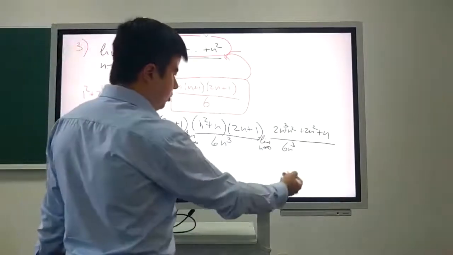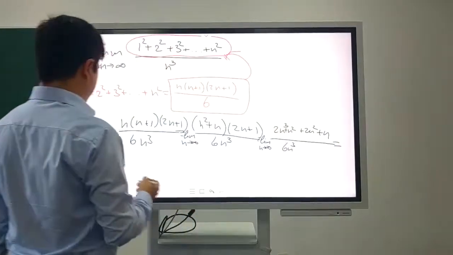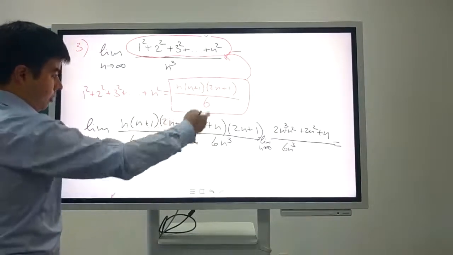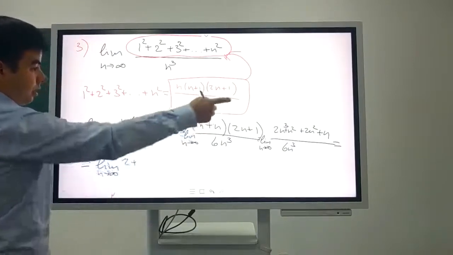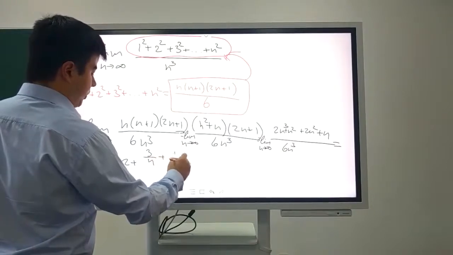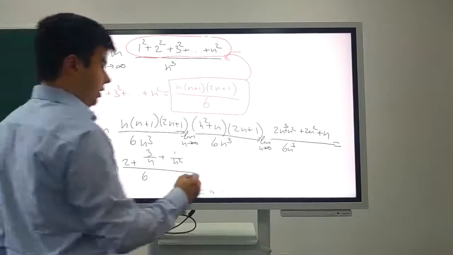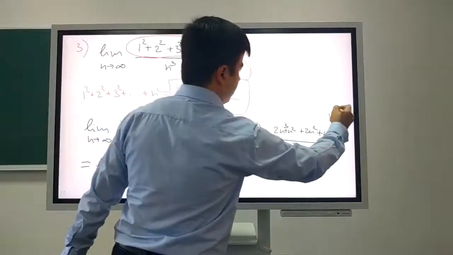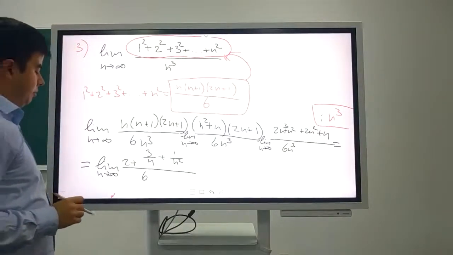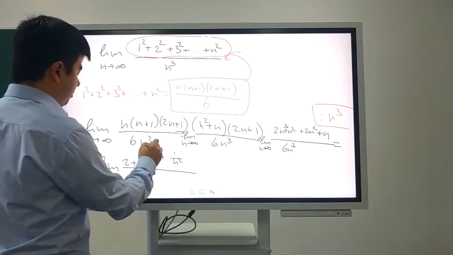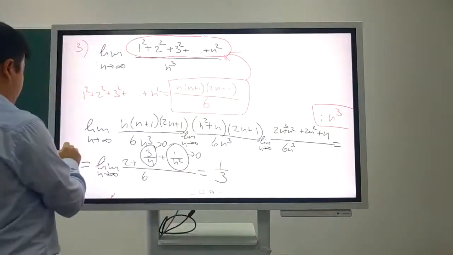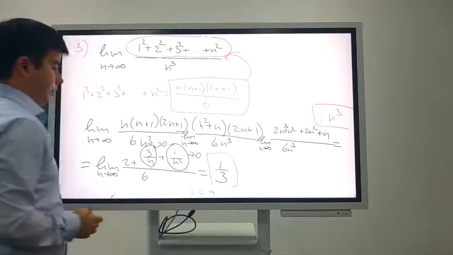Now, when we divide by the greatest term, here it is n cubed, we get the ratio of the coefficients 2 over 6. If we divide by n cubed, it is 2 plus 3 over n plus 1 over n squared, over 6. We divide the numerator and denominator by n cubed. So now they go to 0, and we get just 2 over 6 or 1 over 3. This is the limit of our sequence.